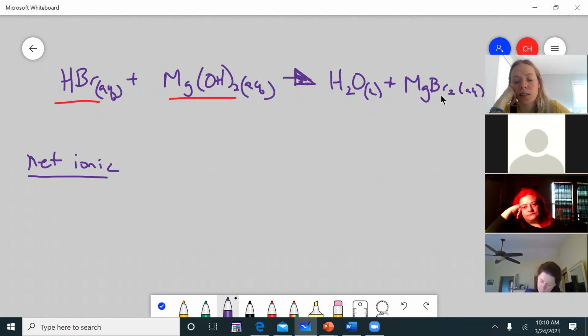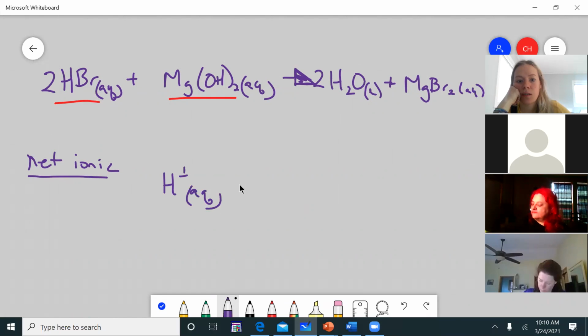This is also a salt. So I have to balance it. I'm going to put a 2 here and a 2 here. That'll balance me out. Now to write the net ionic equation, anytime you have an acid and base, the net ionic equation is going to be H+ aqueous plus OH- aqueous gives me liquid water.